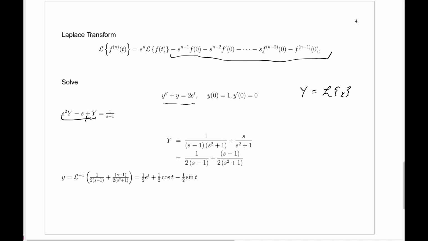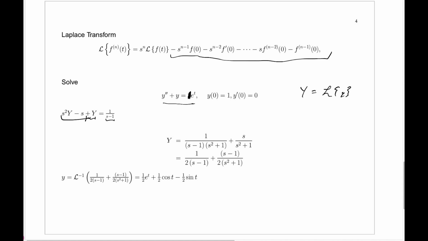And of course, the Laplace transform of 2e to the t is actually 2 over s minus 1. The truth is, I'm solving this. Let me change this. I apologize. That 2 should not be there. So my differential equation actually should be y double prime plus y equals e to the t. And now this is the Laplace transform of e to the t. And I want these same initial values. So this is the differential equation I'm going to solve. How would we solve it? Well, when I take Laplace transforms of both sides, I get this.